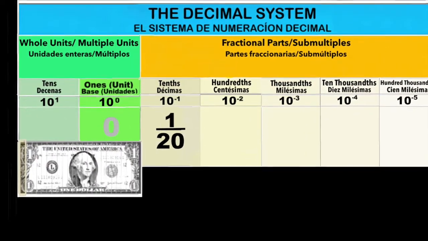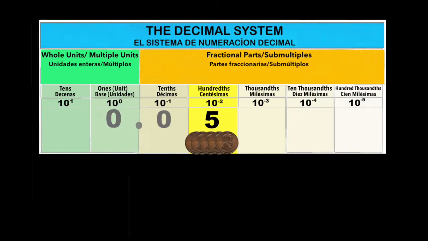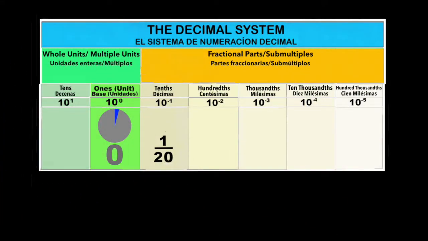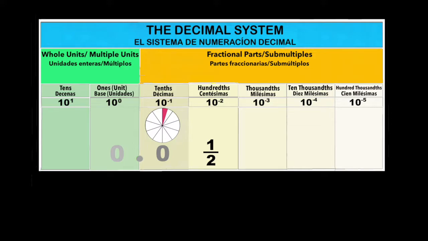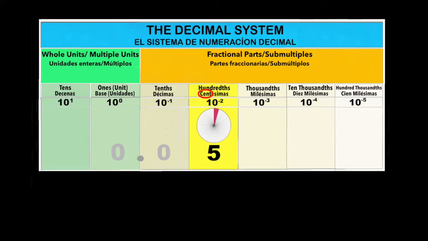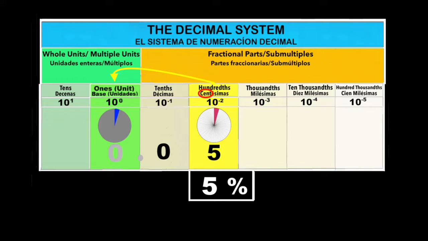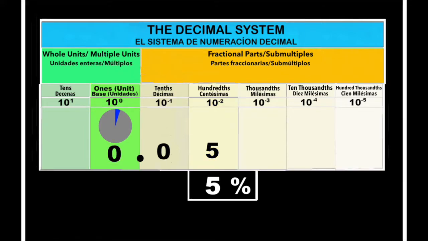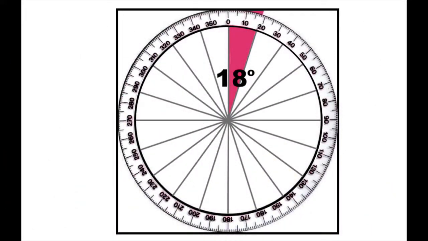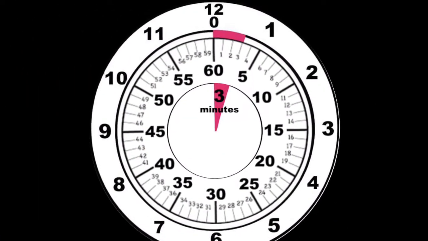1/20th of a dollar, 5 hundredths, 5 cents. 1/20th, half of a tenth, 5 hundredths, 5%. 18 degrees, 3 minutes.